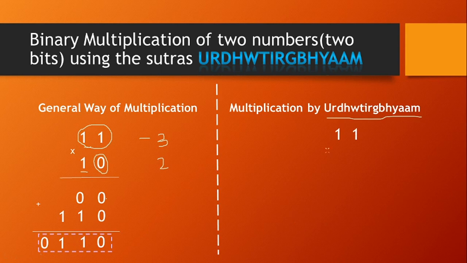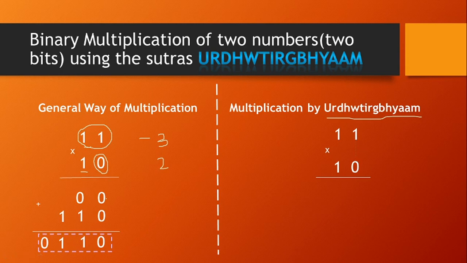So let's take the same numbers, 11 and 10. 11 is the binary of 3, and 10 is the binary of 2. How can we multiply them? Using the Urdhva Tiryagbhyam method, as we have already seen in the previous video. First we start with the right-hand side digit.